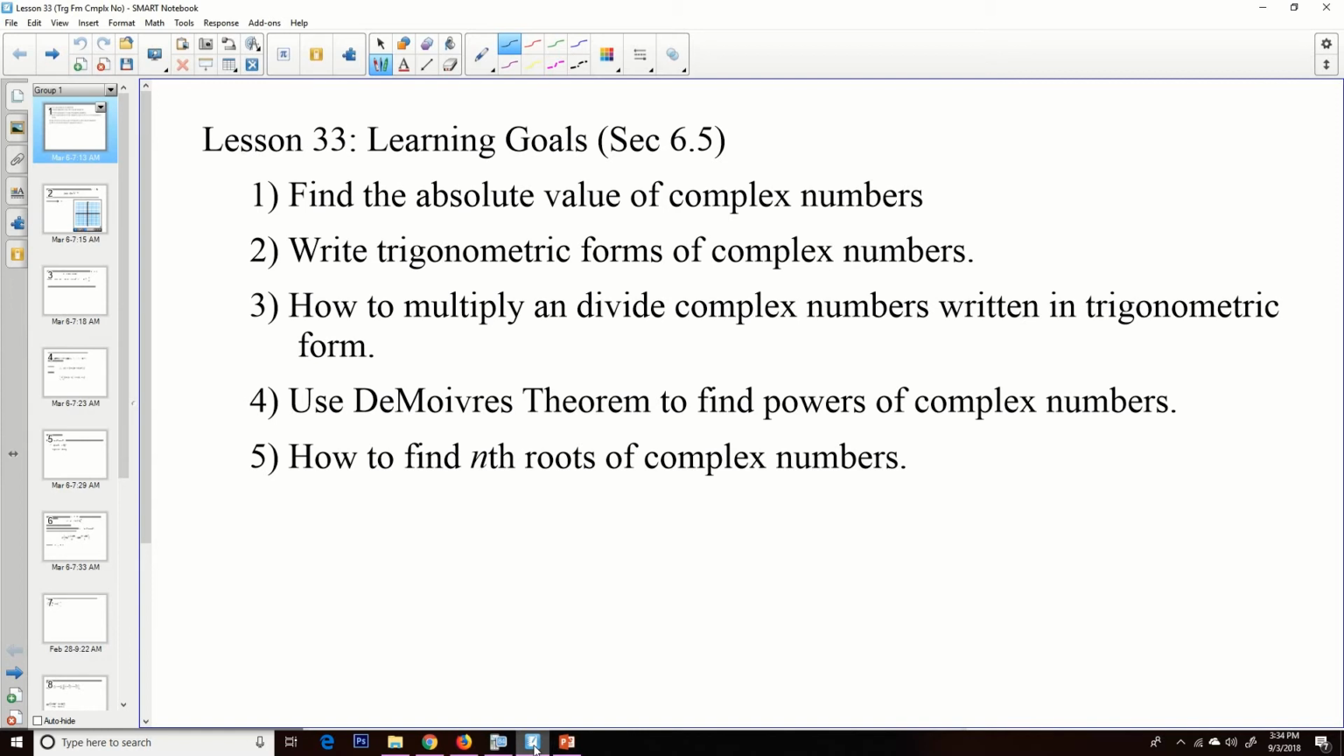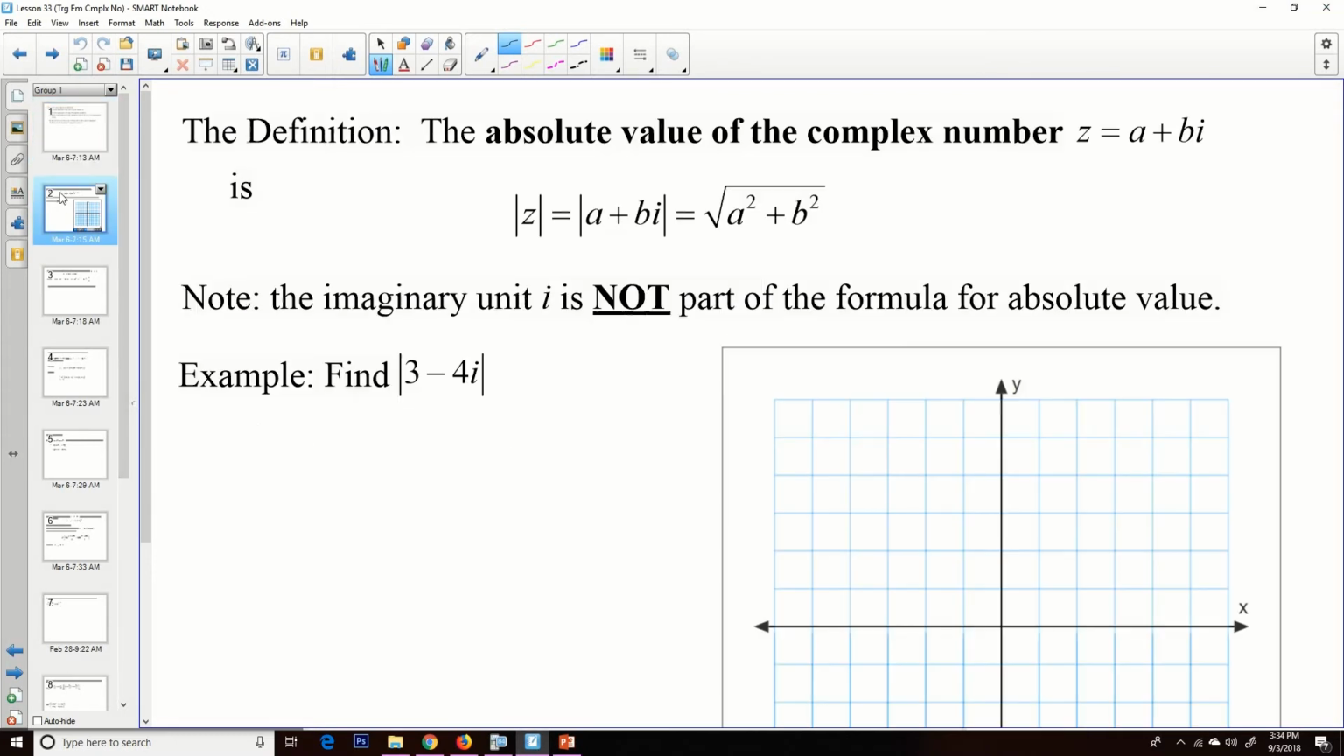Today we're going to find the absolute value of complex numbers. We're going to write trigonometric forms of complex numbers. We're going to multiply and divide complex numbers that are written in trigonometric form. And then we're going to use de Moivre's theorem to find powers of complex numbers. And then we're going to find the nth root of complex numbers. So let's take a look here.